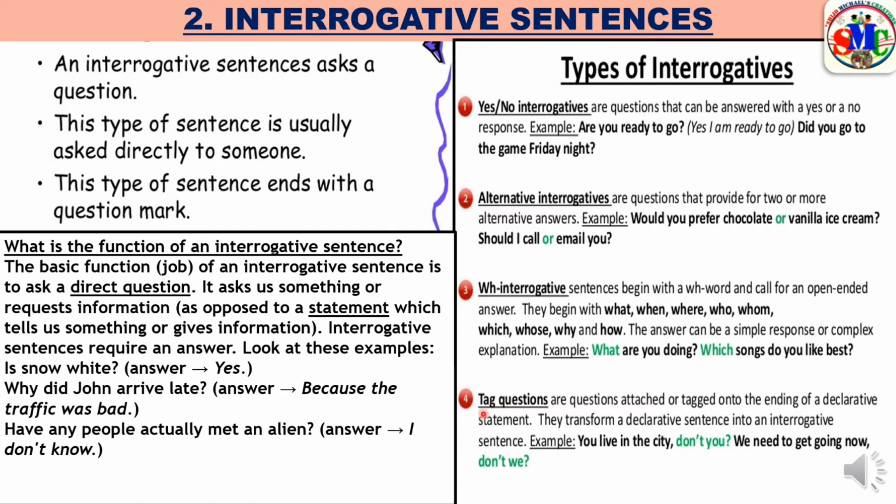Now let us see the fourth category, that is tag questions. These are questions attached or tagged onto the ending of a declarative sentence. They transform the declarative sentence into an interrogative sentence. For example, you live in the city. That is a declarative sentence. But we can make that into a question by adding a tag, that is, don't you. We need to get going now. We can add a tag and make it a question, don't we.